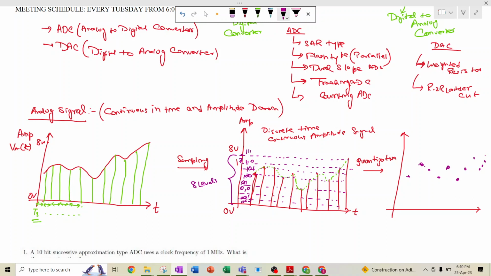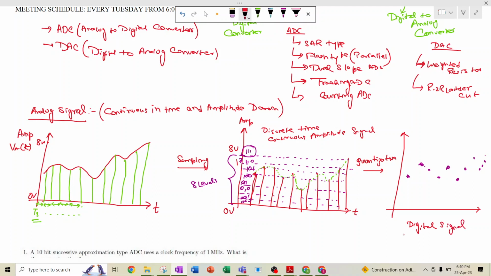So if we quantize, then we are just representing the signal using these 8 levels, or using these 3 bits. This is known as the digital signal. So we can use these 3 bits or some specific number of bits to represent this analog signal. This is the main thing. So this is the digital signal.